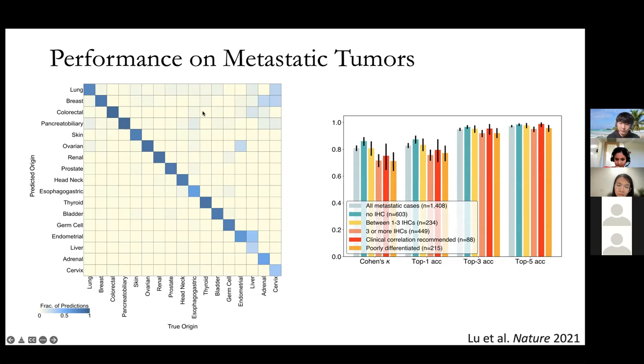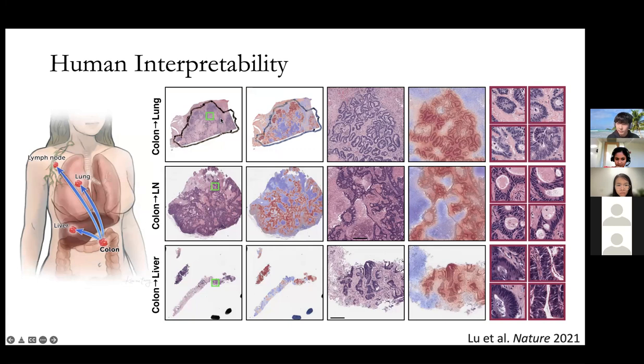And as mentioned before, our model can provide human interpretable heat maps that show the regions considered by the model to have high diagnostic relevance and those that have low diagnostic relevance. This can help the human user verify how the model predictions are based on tumor regions in the slide and understand which regions it is using to make its predictions. In this slide, as an example, we show representative examples of colorectal cancer spread to the lung, lymph node, and liver.